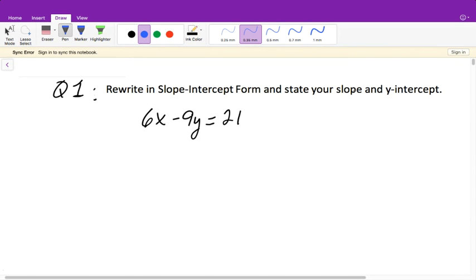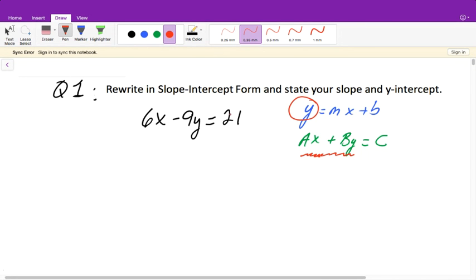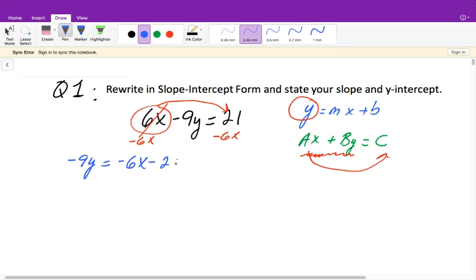So remember, our slope-intercept form is y is equal to mx plus b. That's what we need to write it in. Right now, we're in standard form, ax plus by is equal to c. So if you notice here, we have our x and our y on one side, and here we have y all by itself. So the first thing I need to do is start isolating this y, and I can do that by moving this 6x to the other side. So since it's a positive 6x, we will just subtract 6x from both sides. They cancel out. So we got negative 9y is equal to negative 6x minus 21.